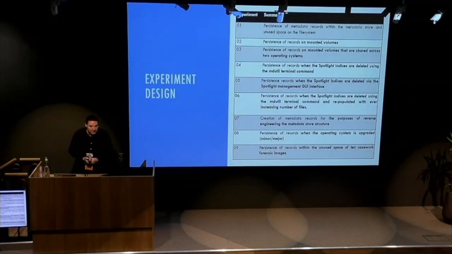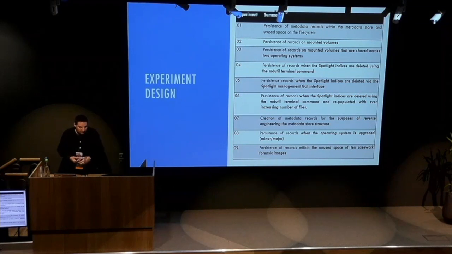We had 9 different experiments that we performed. The first experiment looked at the persistence of the metadata records within the store and unused space on the system. The second looked at the persistence of the records on mounted volumes. The third, persistence of records on mounted volumes that were shared across 2 different operating systems, specifically Mac and Windows. Number 4, persistence of records when Spotlight indices are deleted using the appropriate command on the command line in Mac. Number 5, persistence of records when Spotlight indices are deleted via the GUI. Number 6, persistence of records when Spotlight indices are deleted using the terminal command and repopulated with a very large number of files.